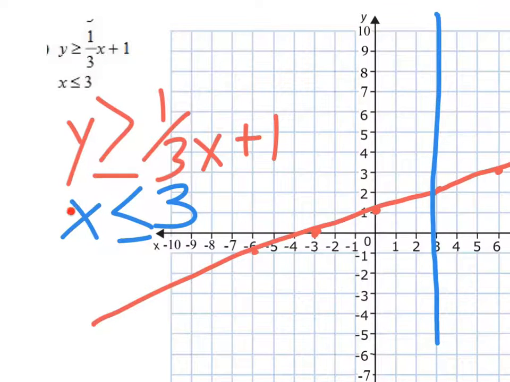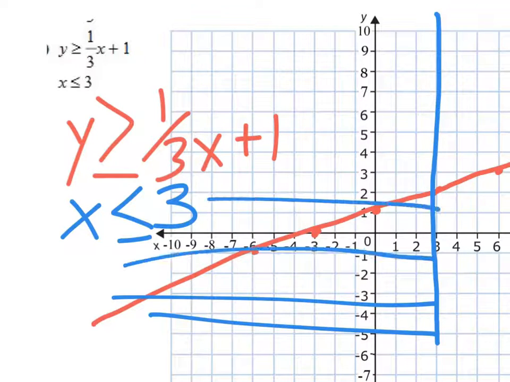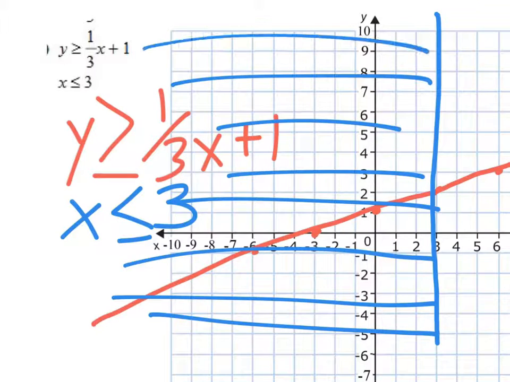So here it says x is less than or equal to 3. If it's less than 3, then it's smaller than 3. We're going to be shading to the left, right? Because 2 is less than 3, 1 is less than 3, -8 is less than 3.